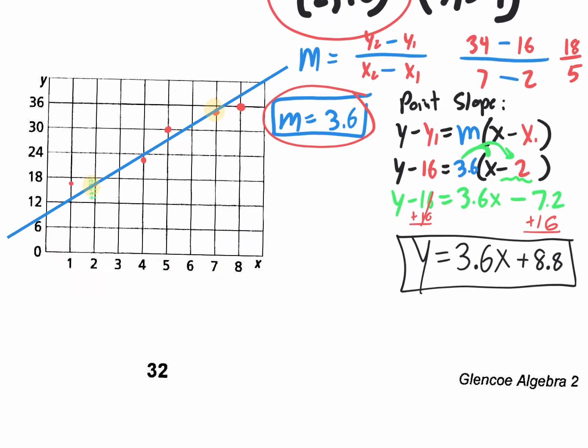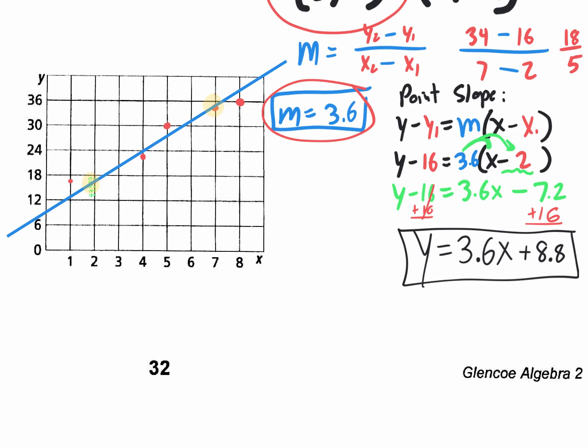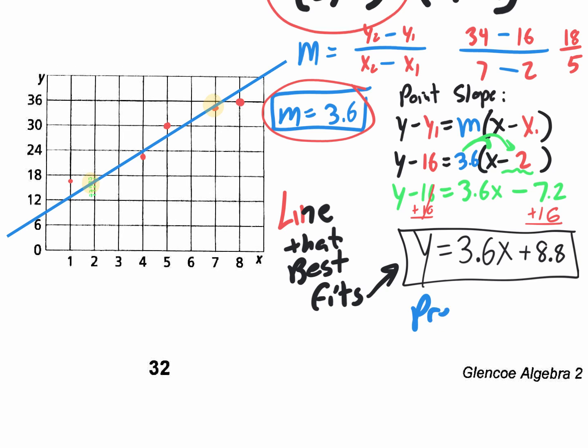Anyways, I might as well write this stuff down as I'm mentioning it. This is the line that best fits. That's a line. It's also known as a prediction equation.